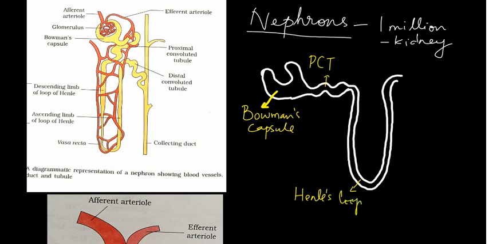Henle's loop has got two portions. One part goes downwards, carries the filtrate downwards, and the second part of Henle's loop carries the filtrate upwards. So that's why this part which carries the filtrate downwards is called the descending limb of Henle's loop. And the other part which goes upwards is called the ascending limb of Henle's loop.